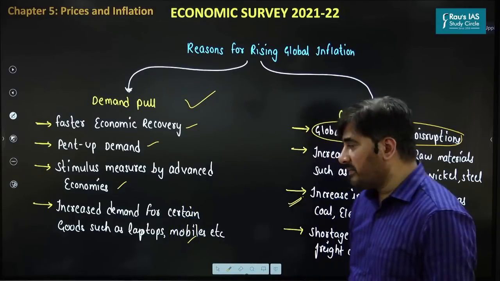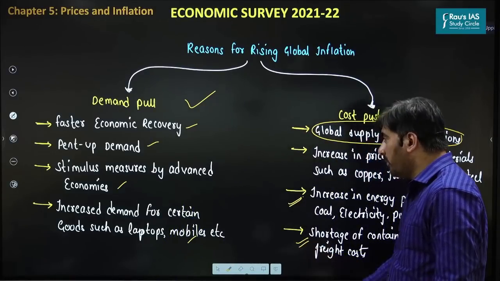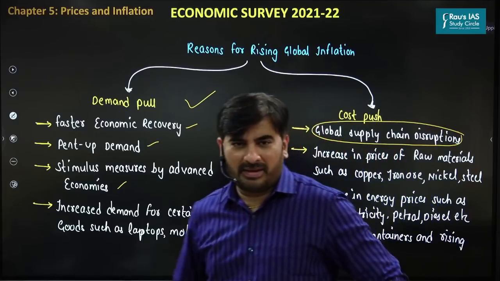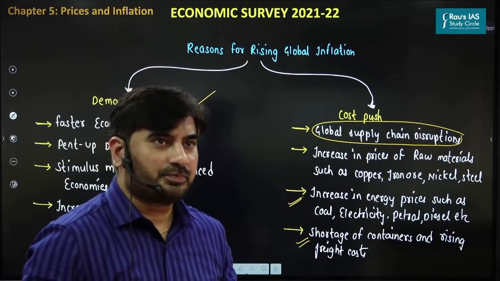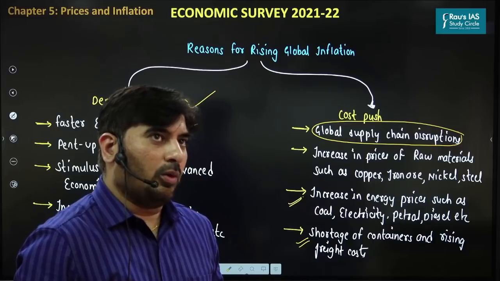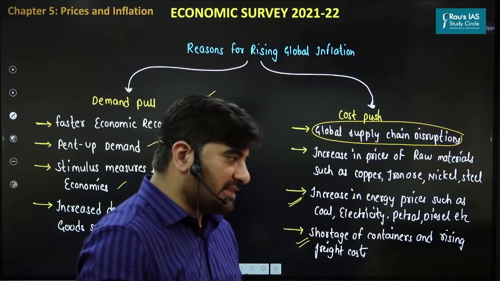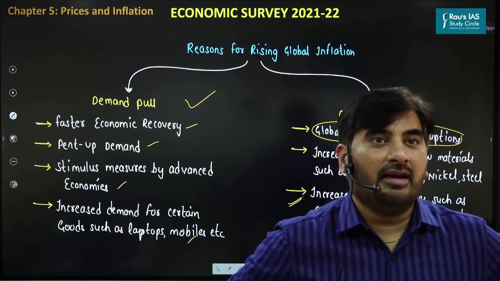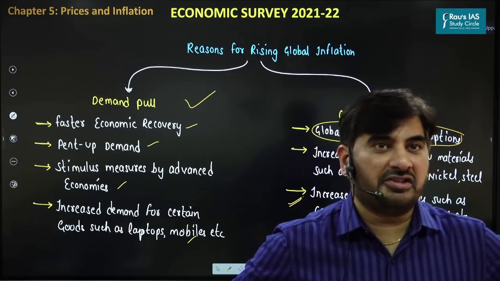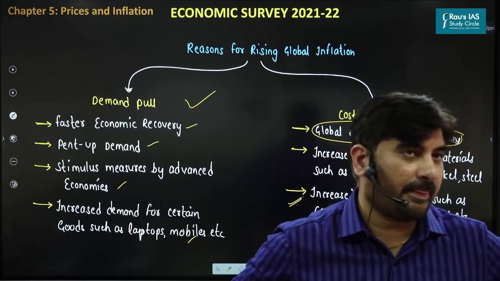And last is that the freight costs across the globe are increasing. So these are the basic factors which have led to the rising global inflation. Now, what is important as far as the prelims examination is concerned is the difference between WPI and CPI and why WPI and CPI are diverging. So let's discuss those things.